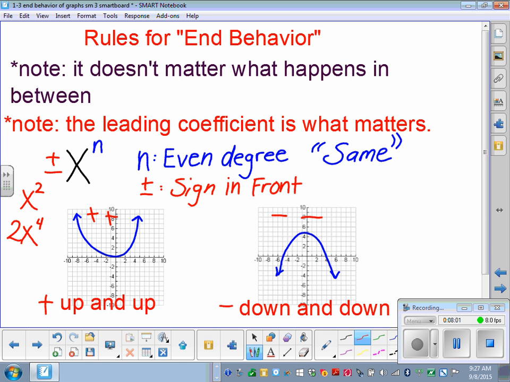So an example of this would be negative x squared. Once again, you're like, okay, it's an even degree, so it either has up and up or down and down behavior. You look in front, it's negative. Negative people frown. So this is going to be down and down.